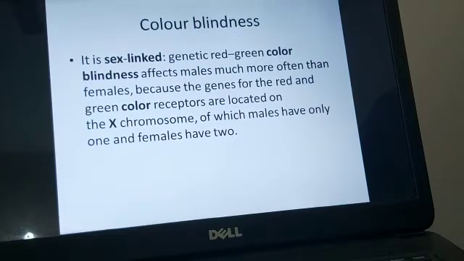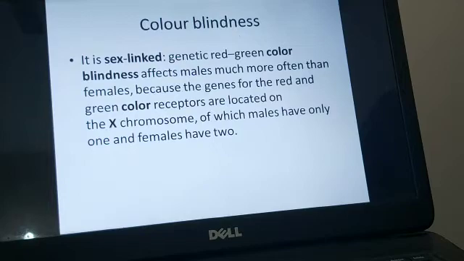Now let us see a sex linked disease, that is color blindness. We have seen about color blindness in our earlier module also, but let me quickly recapitulate what we have seen. It is a genetic, sex linked disease, in which the individuals will not be able to distinguish between red color and green color.